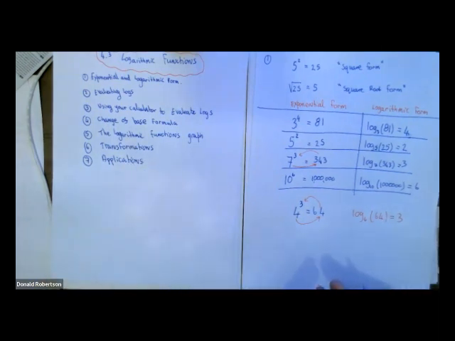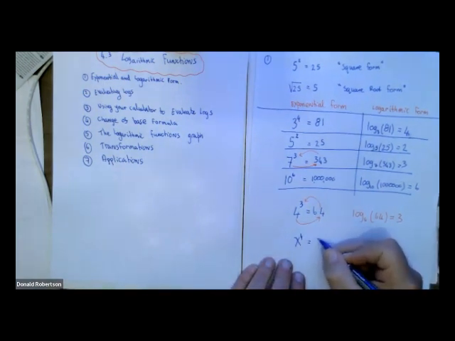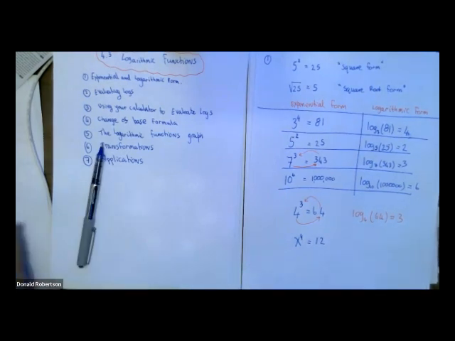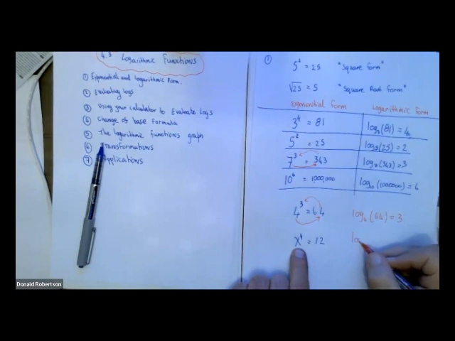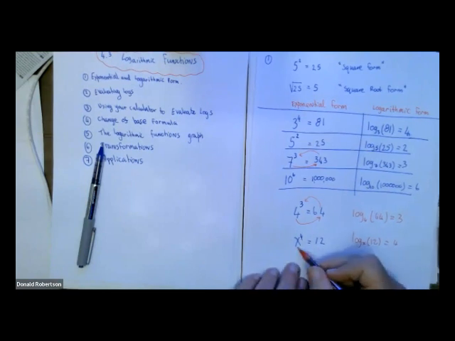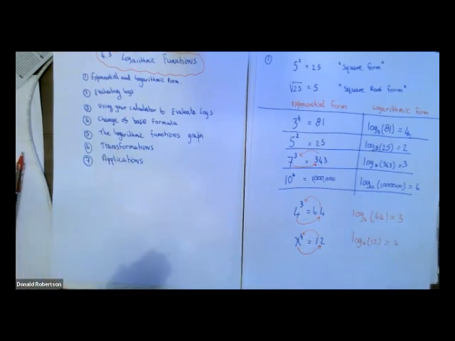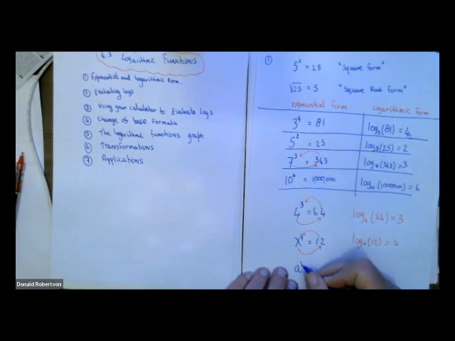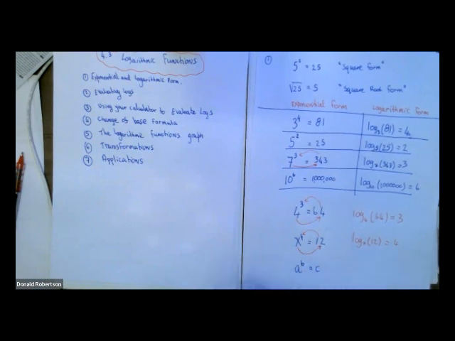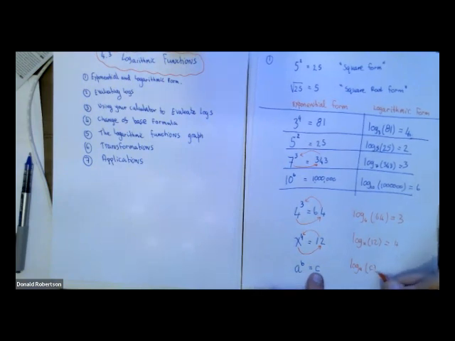Of course, they aren't always going to be numbers. You could get x to the power of 4 equals 12. Now that would be log to the base x of 12 equals 4. Right? Start with the base of that number, gives you the power. You can even do it with nothing but variables. A to the power of b equals c would get you, in its logarithmic form, the log to the base a of c equals b.